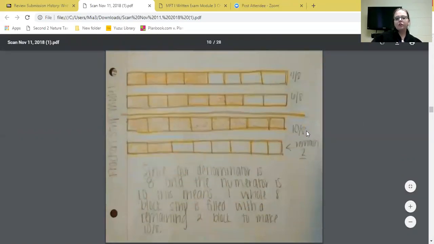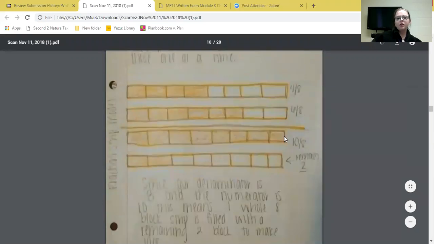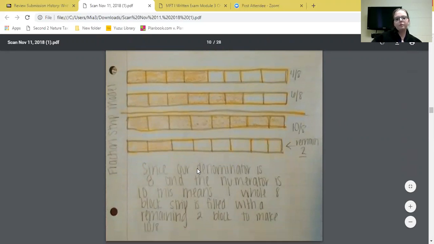Now we're going to look at our fraction strip. So we made the fraction strips with the denominator number, which is the 8. So we have 4/8 and 6/8. When we bring those down together, we see that we don't have just one fraction strip of 8 to fill, because we have 10/8. That means we have a remainder of 2. So we're going to fill in another fraction strip, giving us the 10/8 that we need.